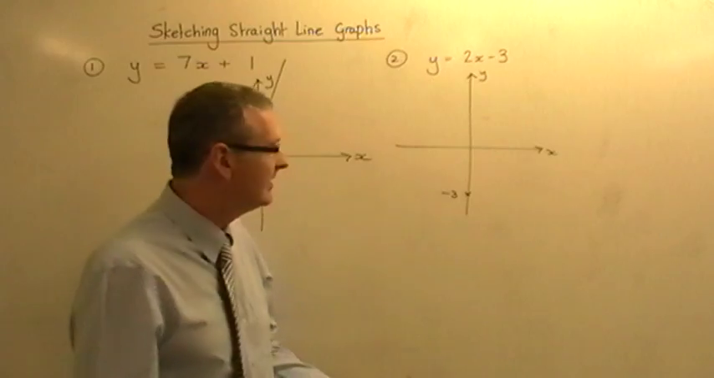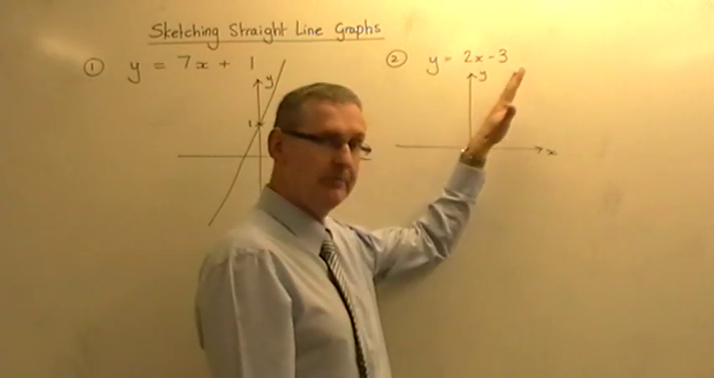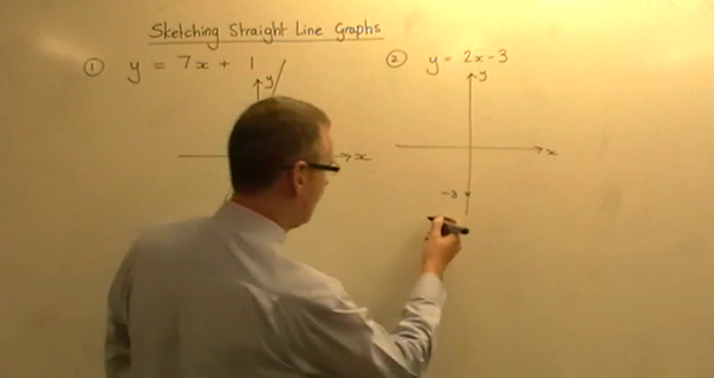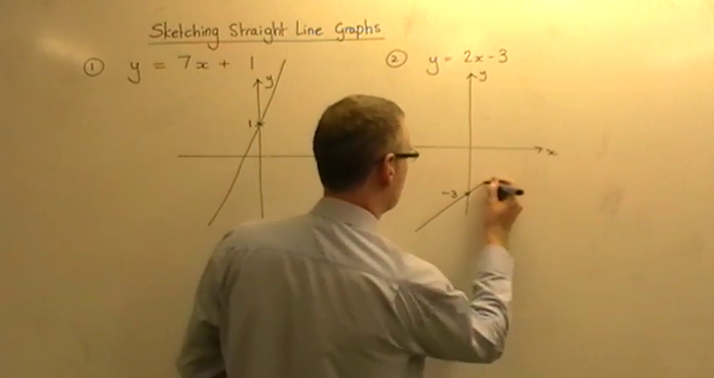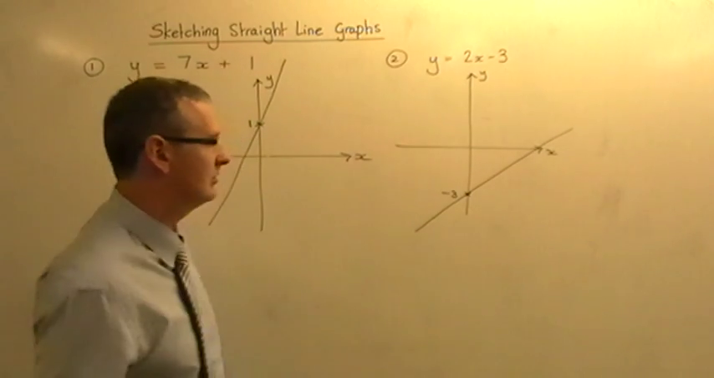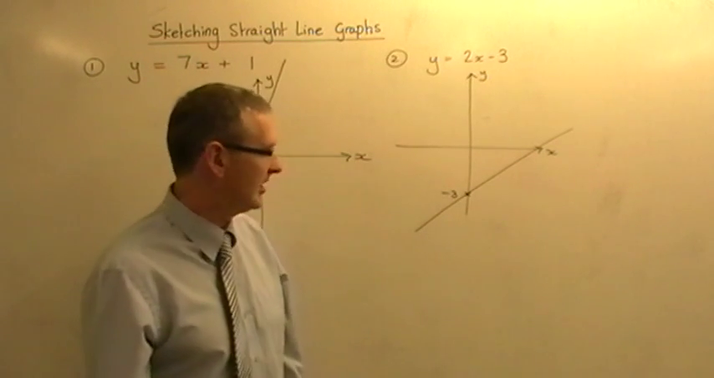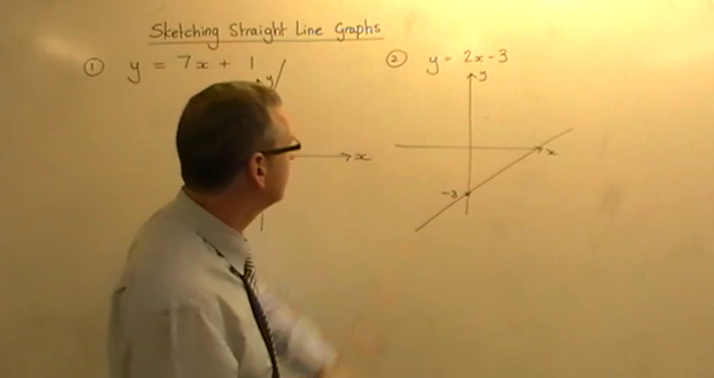But once again, I could draw that really steep because there is no scale. But generally speaking, if I was drawing that, I would draw a line something like that to represent y equals 2x minus 3. That's all you need to be able to do in this little section. Y equals 2x minus 3, there it is.